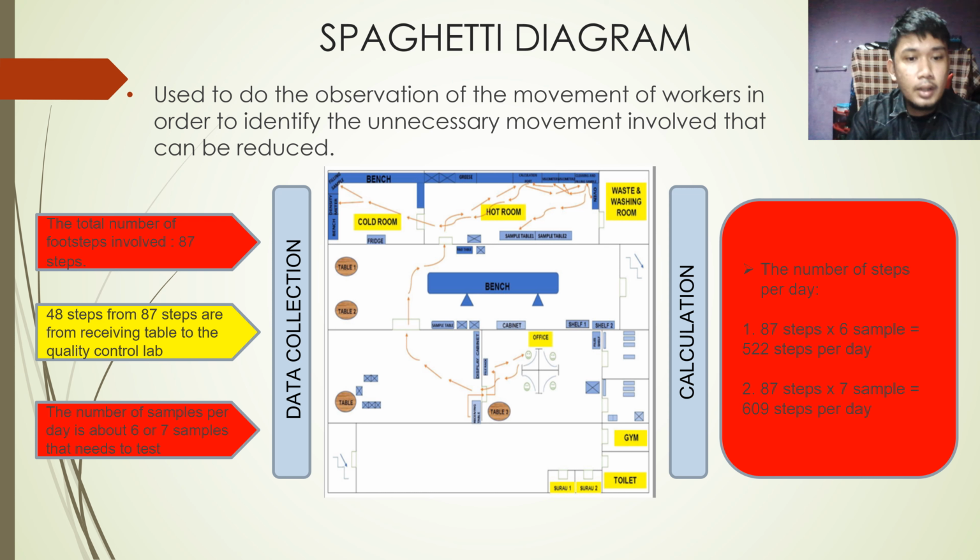For the data collection, the total number of footsteps involved is 87 steps. 48 steps from the 87 steps are from the receiving table to the quality control lab. The number of samples per day is about 6 or 7 samples that need to be tested. For the calculation, the number of steps per day is from 522 steps to 609 steps, including all day.